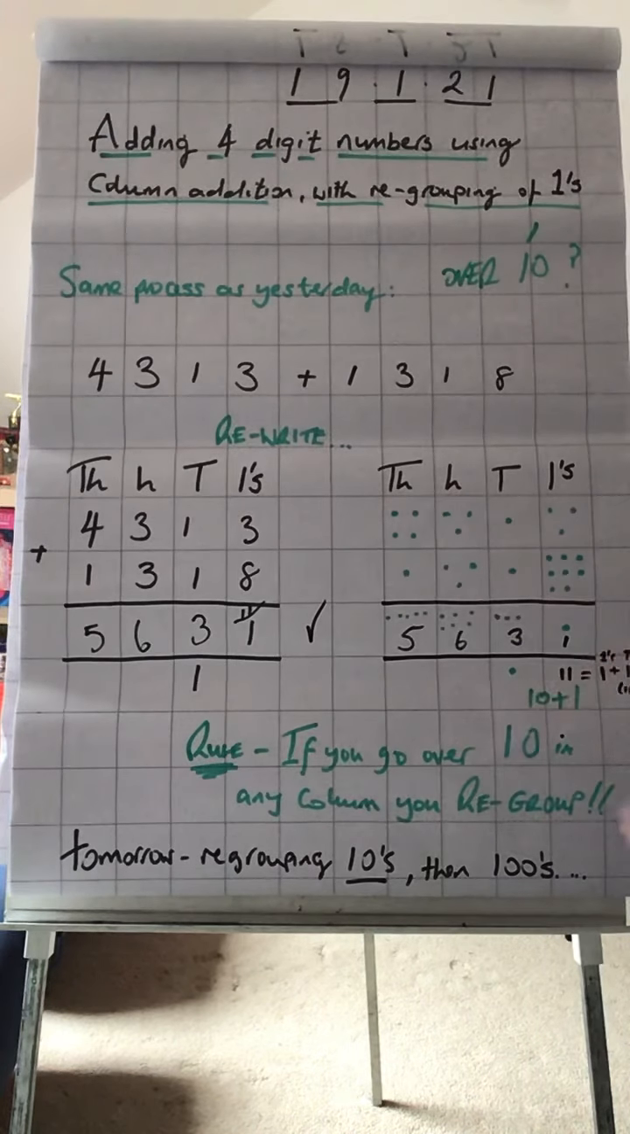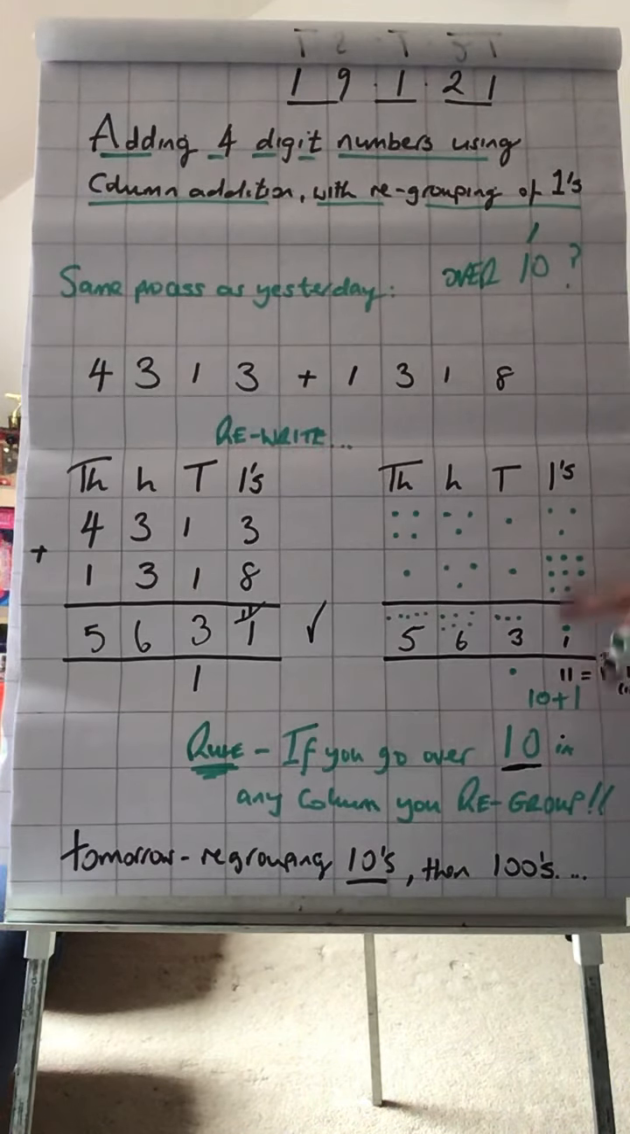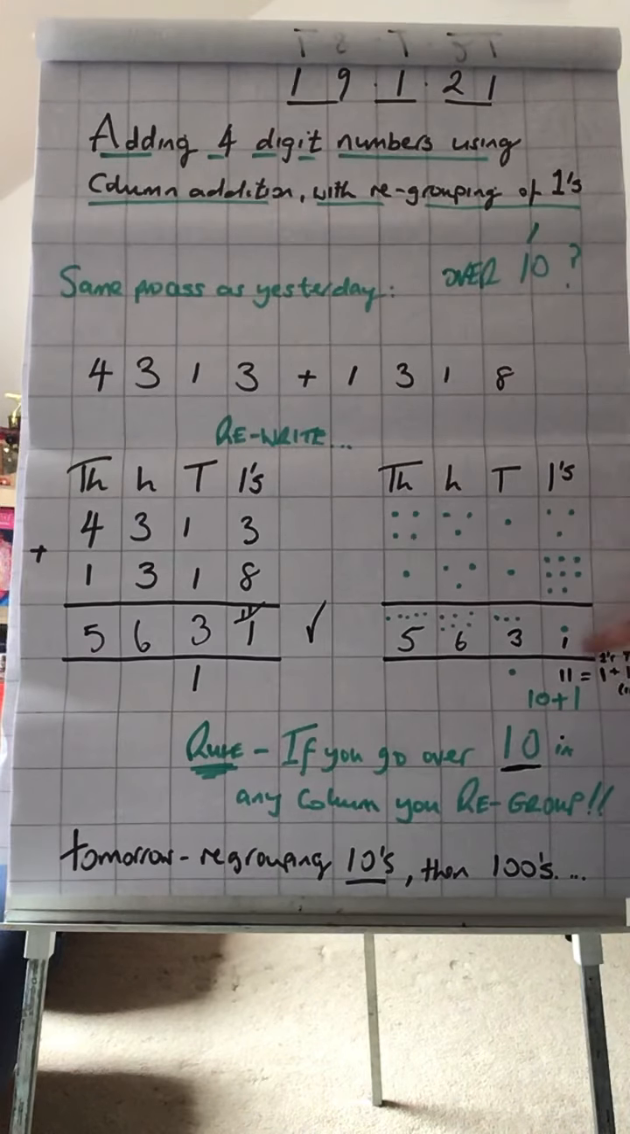So the rule today: if the ones column goes over 10, you need to regroup. That's how you do it, and that's what I want you to show me. The regrouping, the fact that this is 11 in the ones column, and therefore we need to regroup as 1 one and 1 ten.